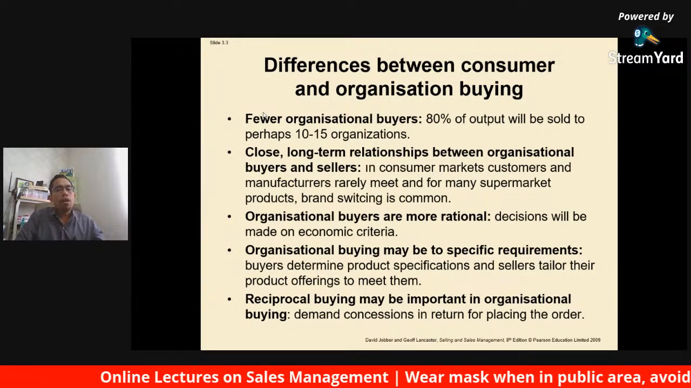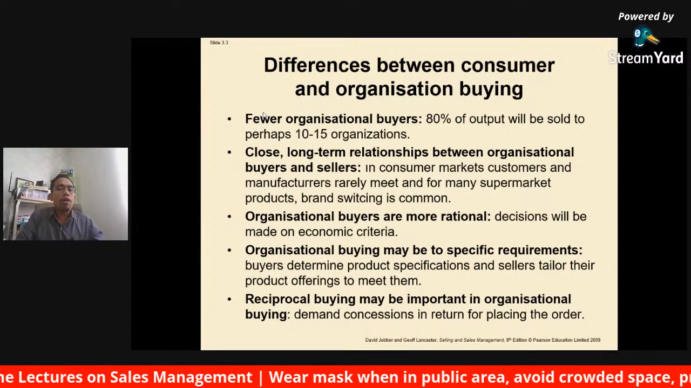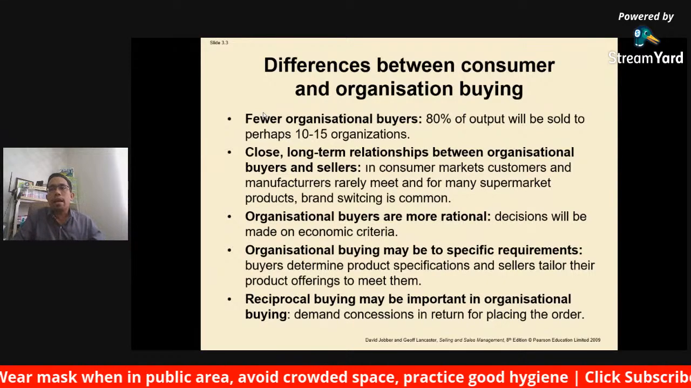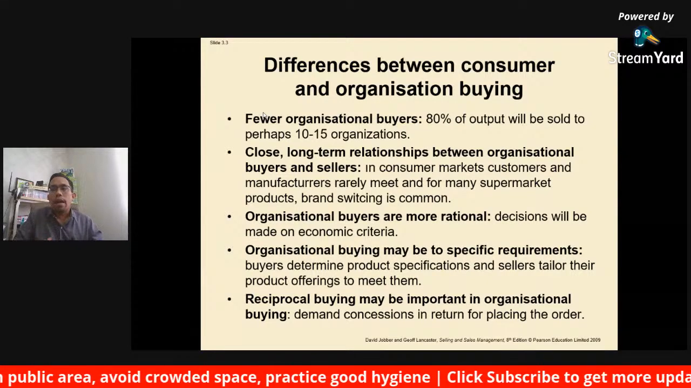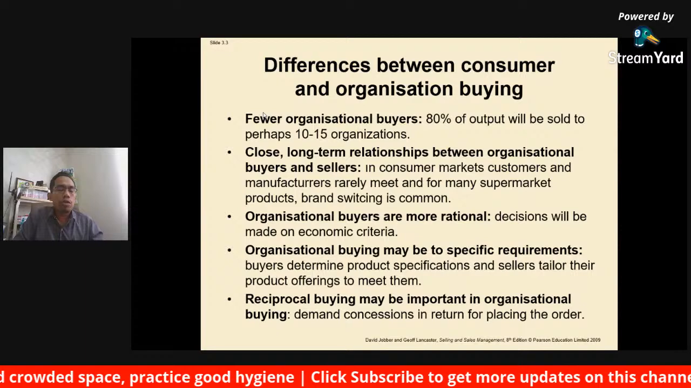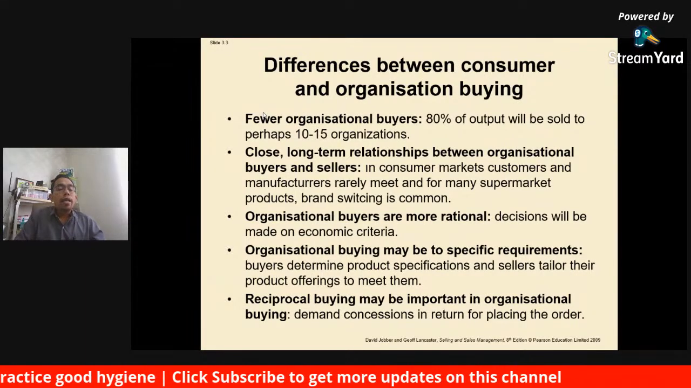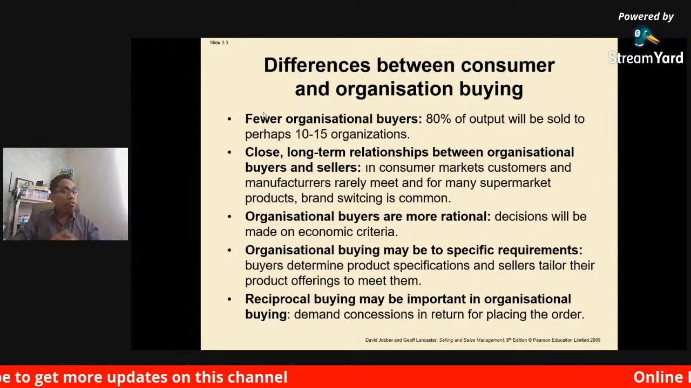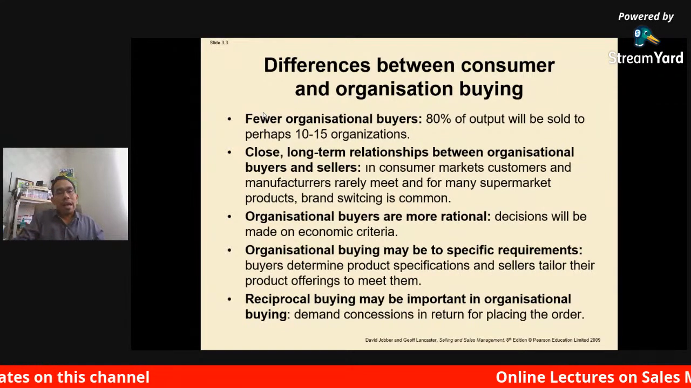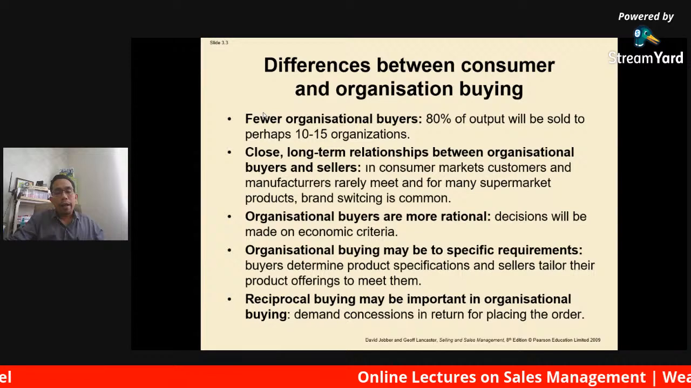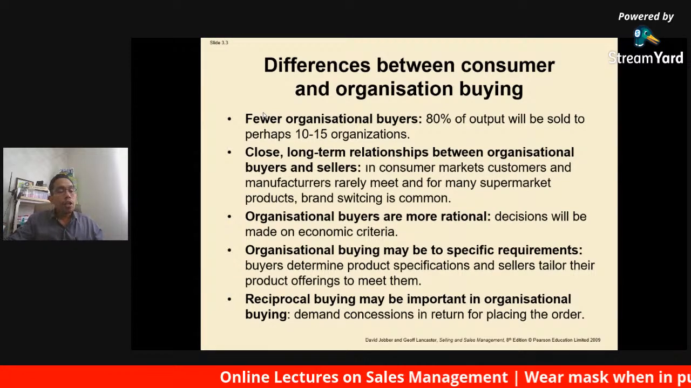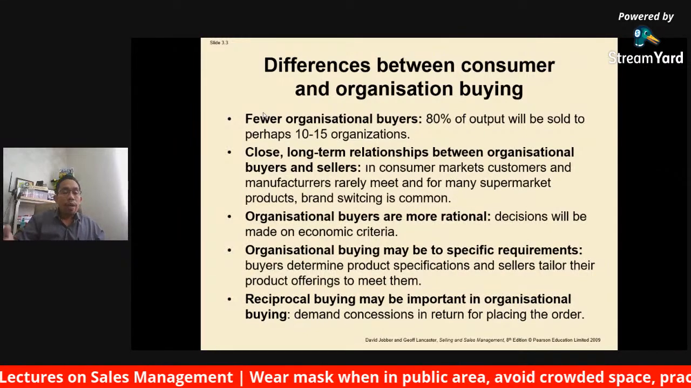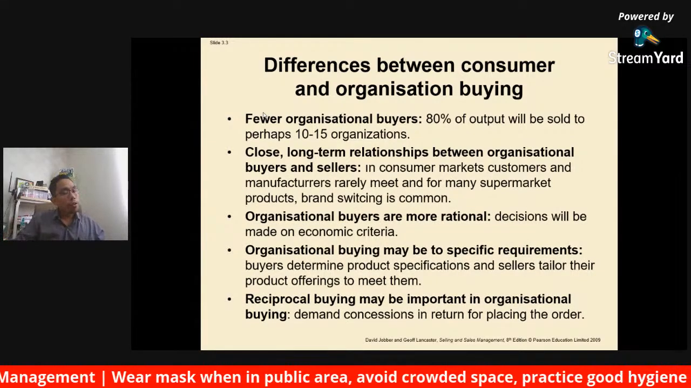Second, close long-term relationships between organizational buyers and sellers. In the consumer market, customers and manufacturers rarely meet, and for many supermarket products, brand switching is common. Why? You have so many choices. And normally, as consumers like us, we tend to try a new experience using a new product. We innovate in terms of our usage.